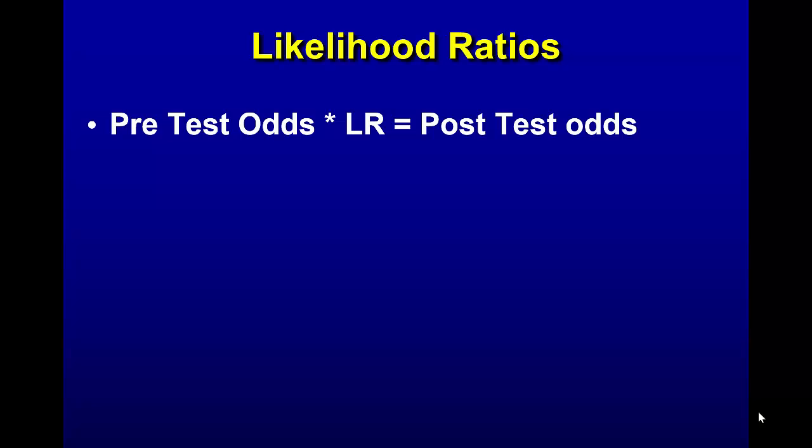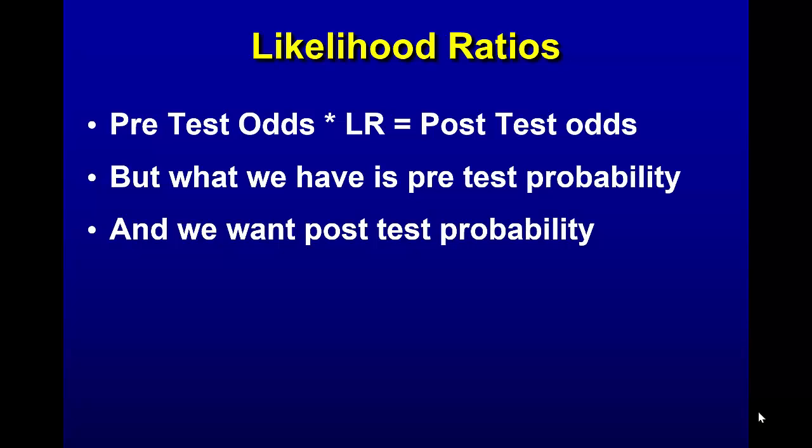You can take the pre-test odds of the disease, what you feel are the pre-test odds, you multiply it by the likelihood ratio and you get the post-test odds. Is that sort of okay? Can't really be, because we think in terms of probability. What we have is our pre-test probability and what we want is post-test probability. The calculations are not that easy.